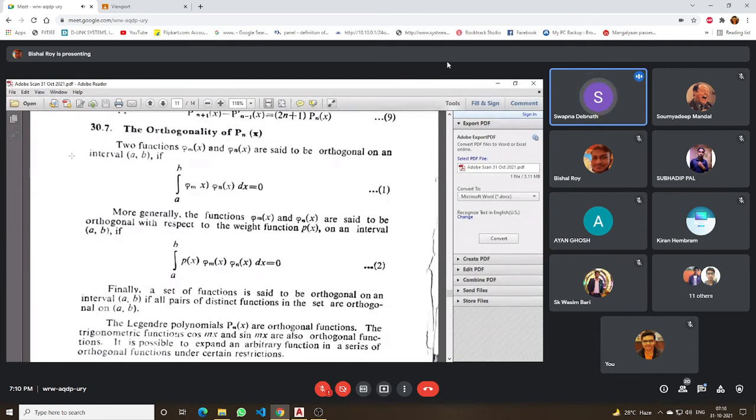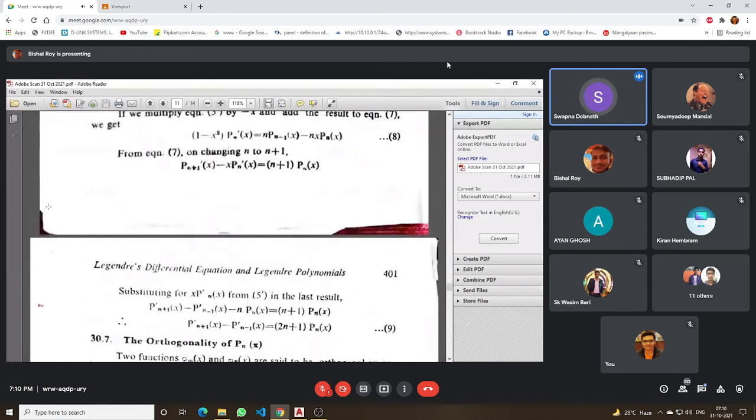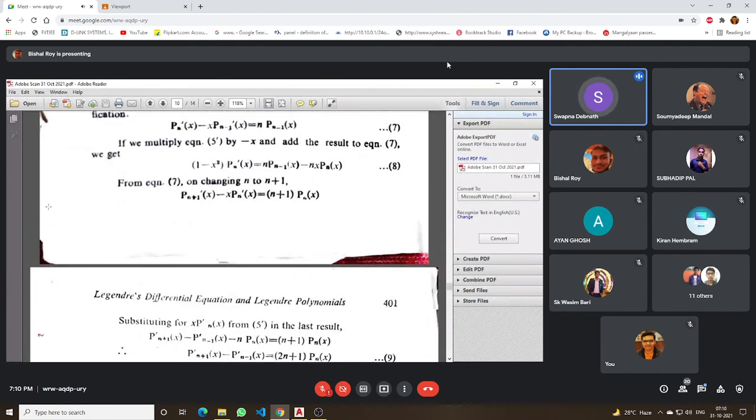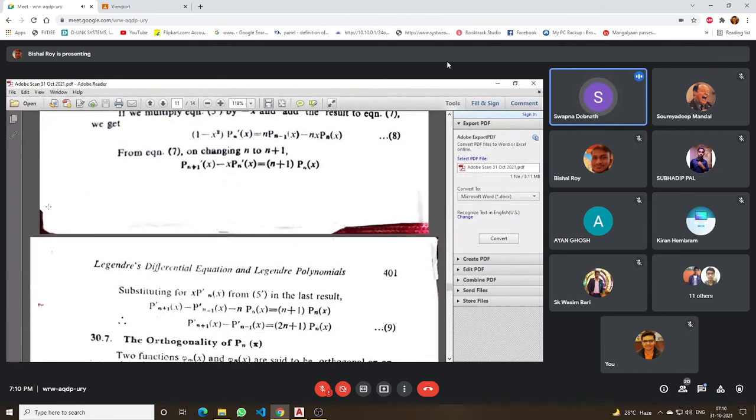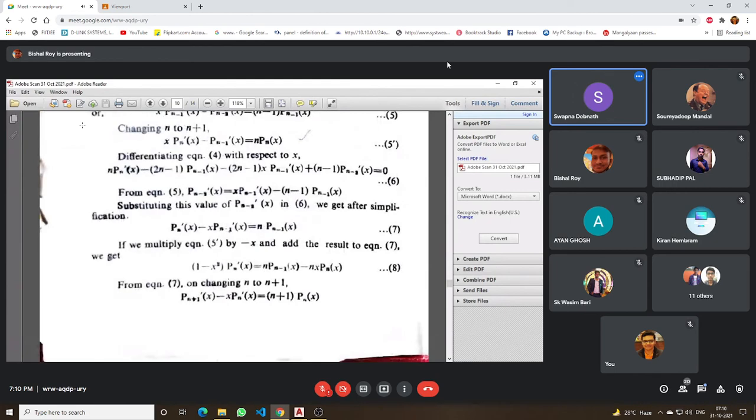I just discussed 2 or 3 recurrence relations. There are more than 5 or 7 recurrence relations which are given here. Recurrence relation means there is a relation between Pn, Pn dashed, etc., so that by changing n, we get various results. Therefore, these are the recurrence relations.